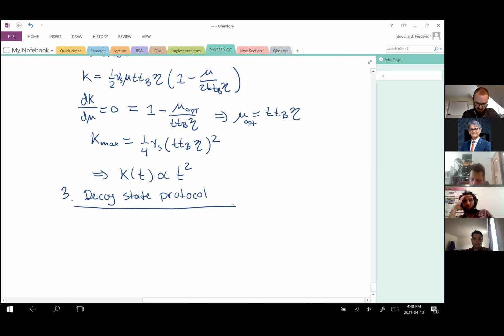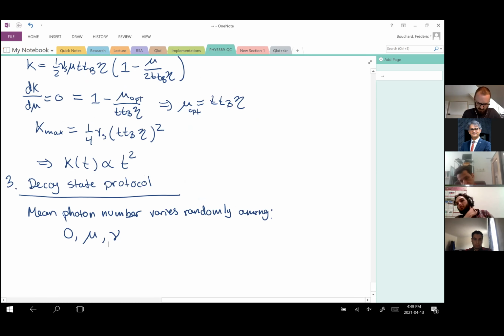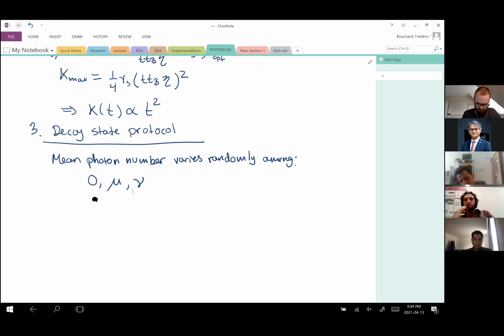And the way it works is you vary your mean photon number randomly among the values 0, mu, and mu prime. That's vacuum. That will be your signal, and that will be your decoy.